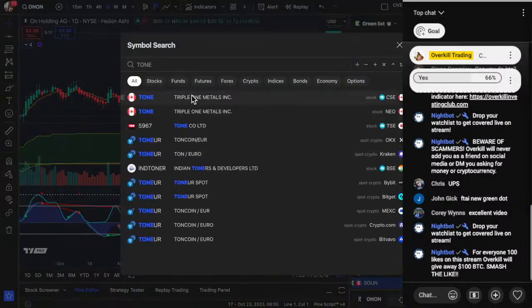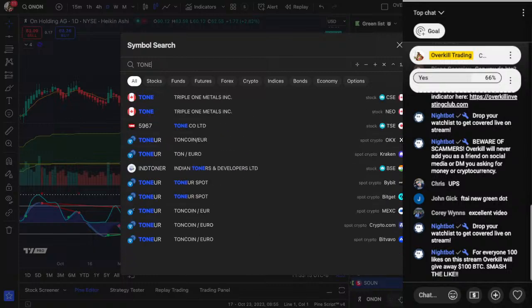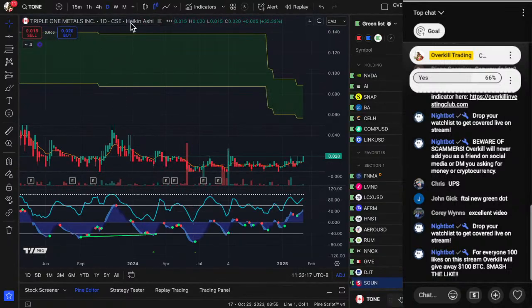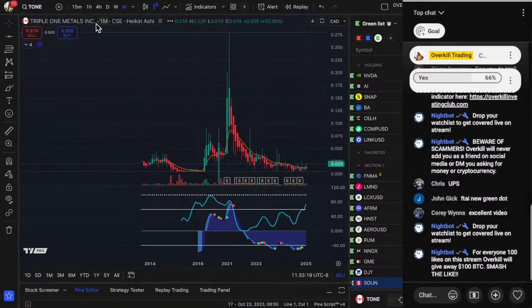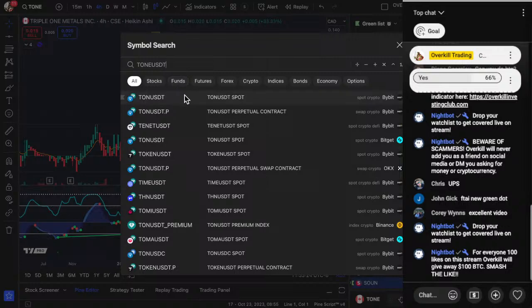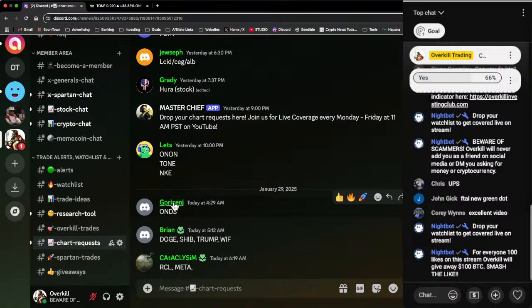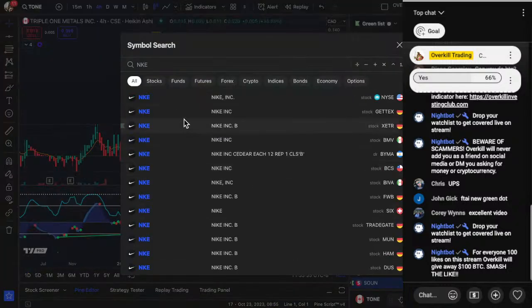TONE. I can never tell sometimes if you guys are talking about the stock or the crypto. The monthly looks good on this. TONE USDT. Yeah, I think you're talking about the stock, probably Canadian. It's at 2 pennies. I can't really tell you much on that one, man.